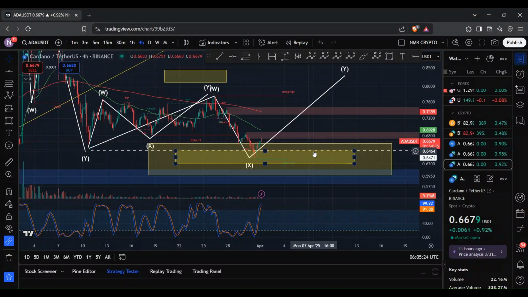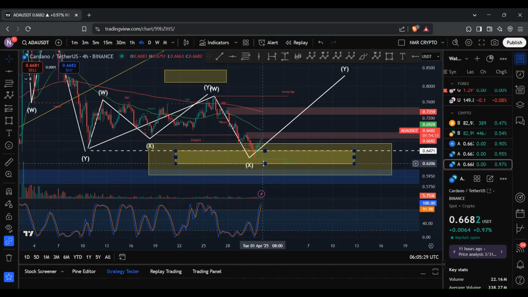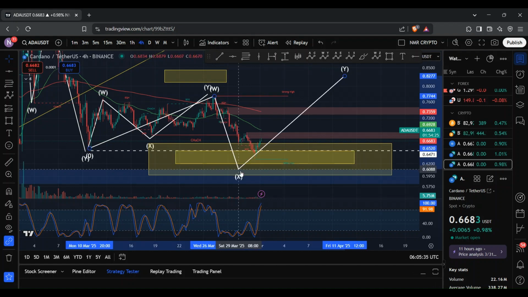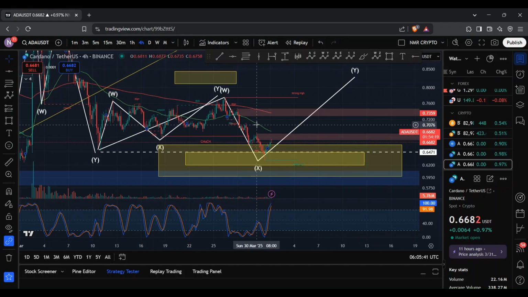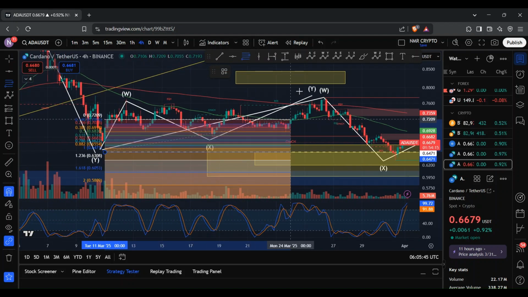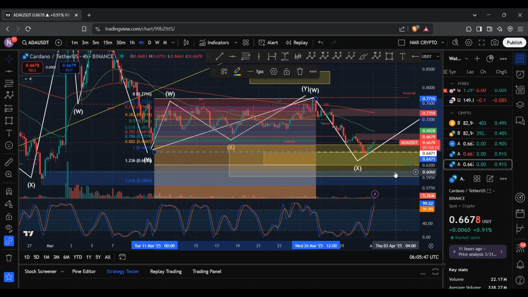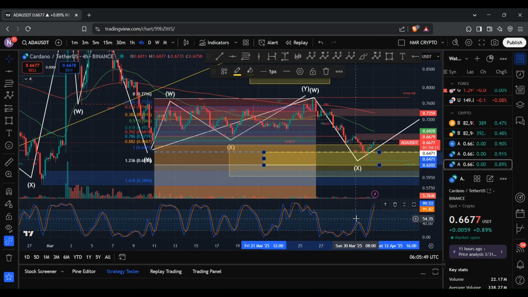So Cardano ADA has continued to tap into these two regions that I talked about in my previous video, where essentially we could have two scenarios playing out right now, and one of which is ADA is in this X wave of this irregular structure. And this X wave typically retraces anywhere between 1 to 1.236 of this W wave. So you can see that it's this region here.